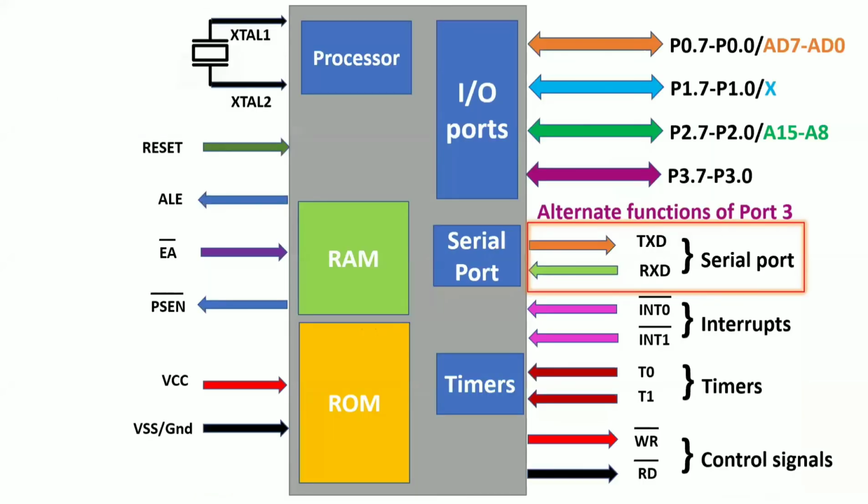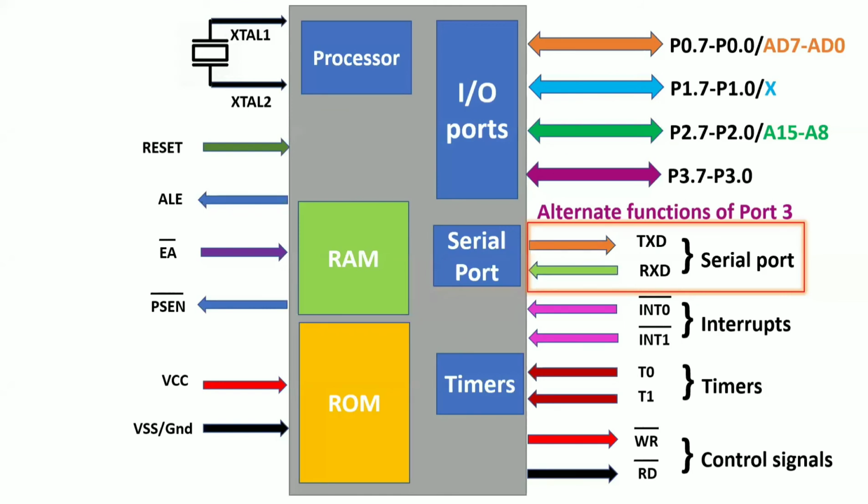Now, what will be the alternate function of your port 3? We will see. The serial port, interrupts, and timers are some of the biggest topics in the 8051 microcontroller. For each and every topic, normally it will take 3 to 4 classes. Whenever we discuss serial communication, interrupts, and timers, we are going to see in detail what those things are. Meanwhile, I will give you a brief idea about these pins. The first 2 pins are TXD and RXD. The first 2 pins are assigned to port 3.0 and 3.1.